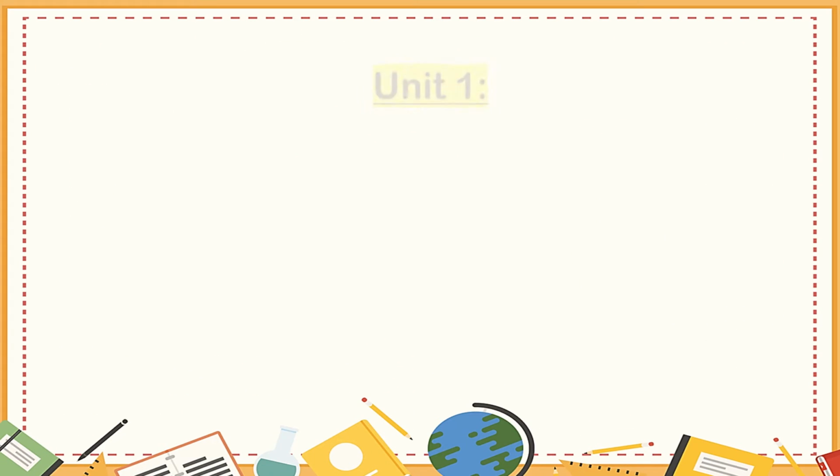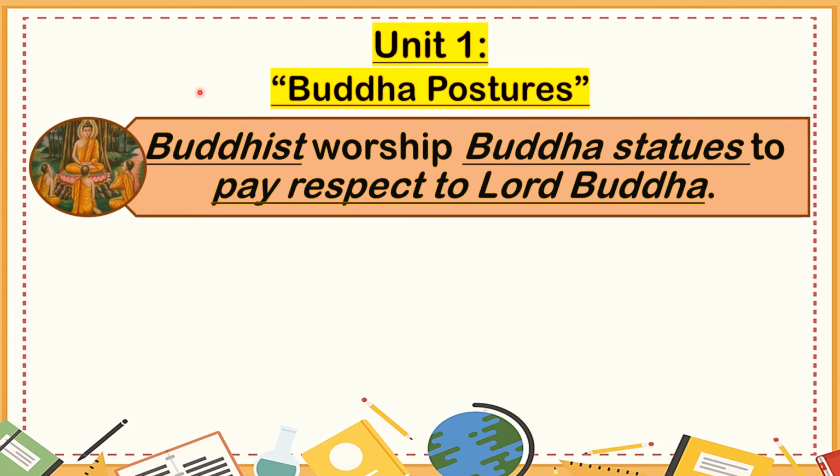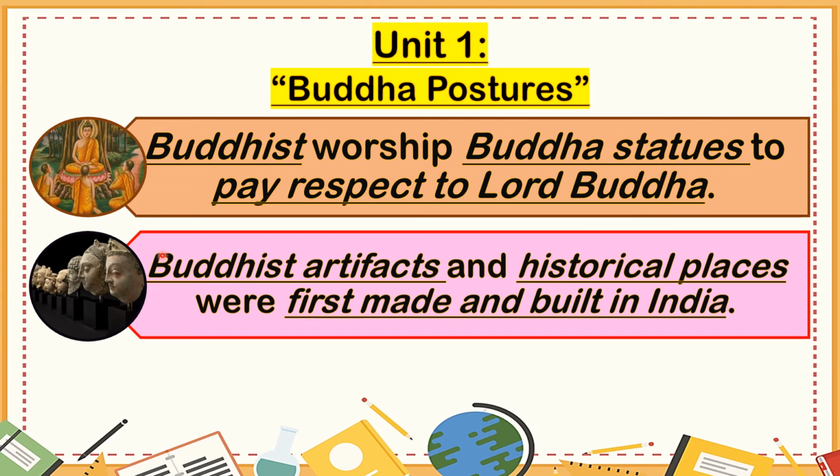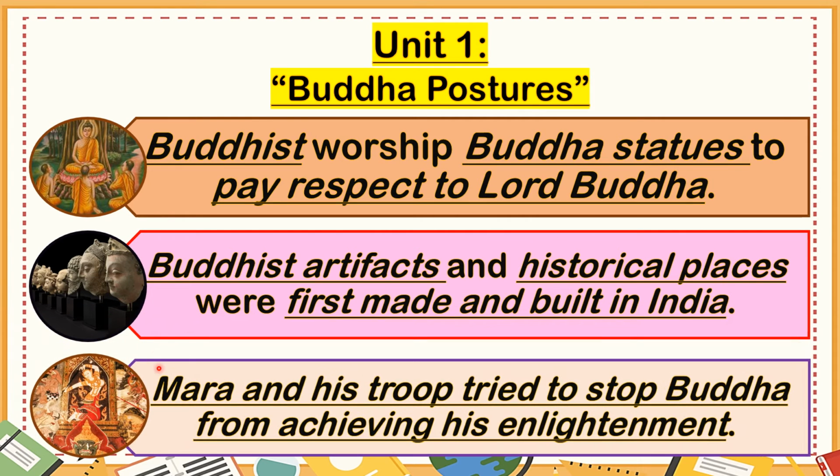Unit 1 is about Buddha postures. Buddhists worship Buddha statues to pay respect to Lord Buddha. Buddhist artifacts and historical places were first made and built in India. Mara and his troop tried to stop Buddha from achieving his enlightenment. So Buddhists worship Lord Buddha's statues.